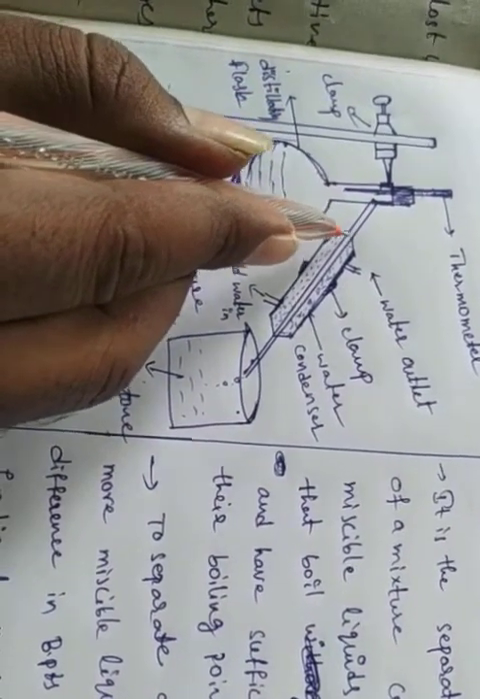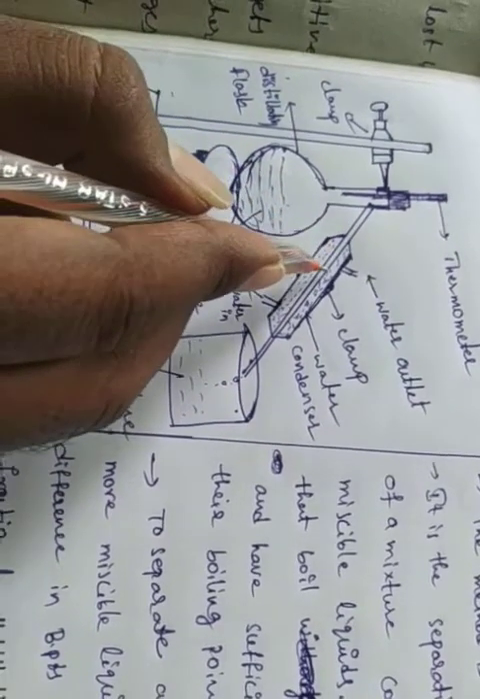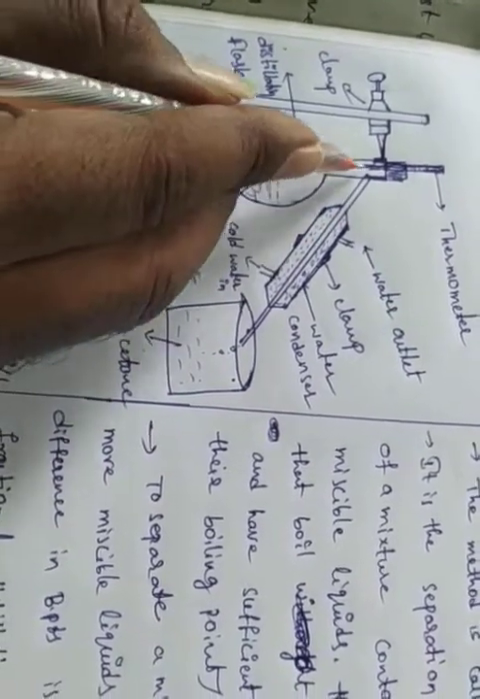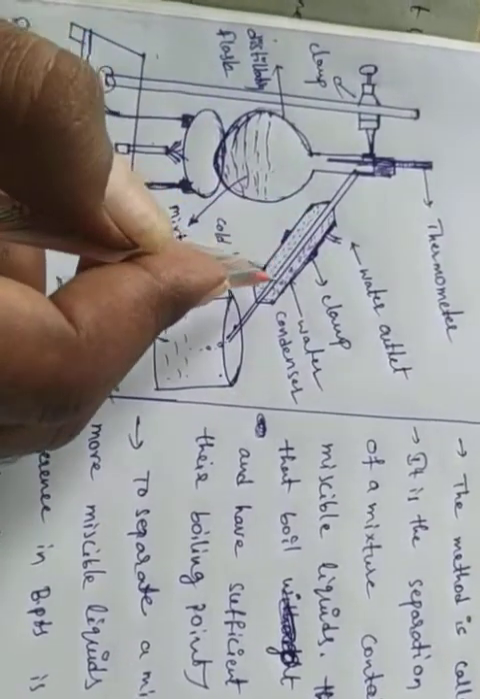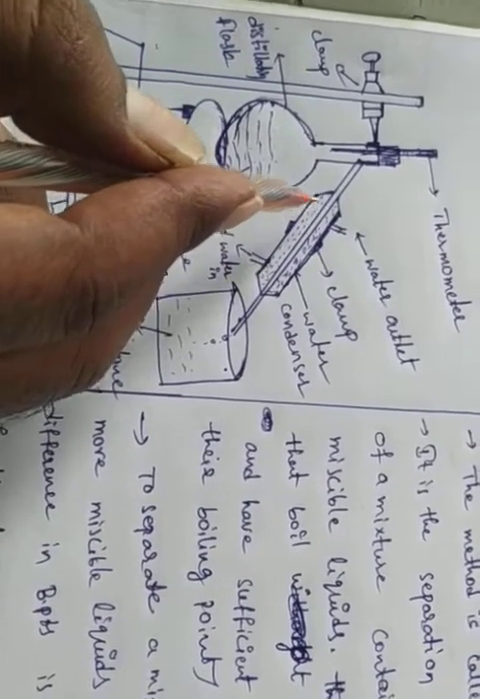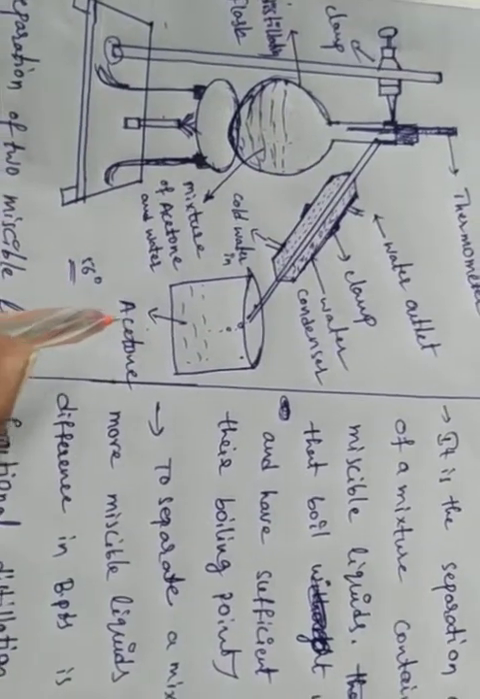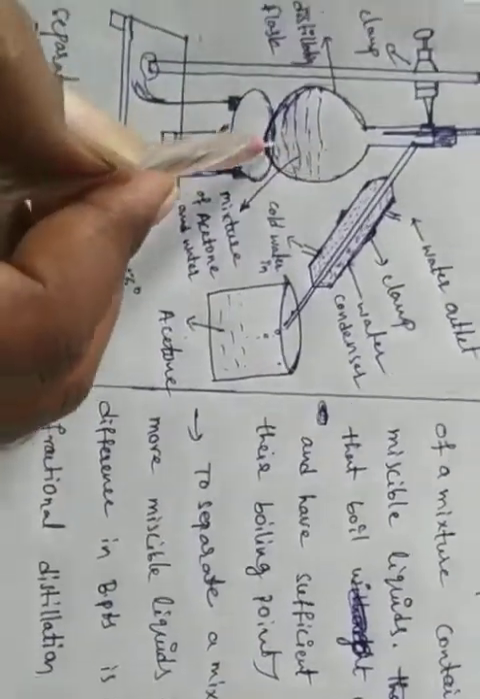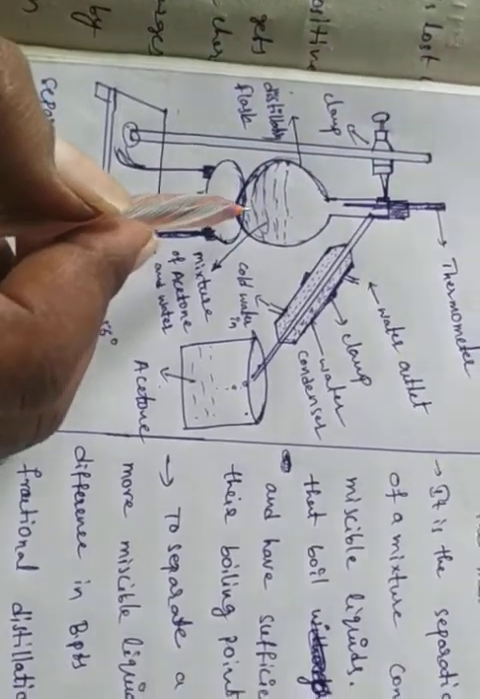That acetone vapor slowly comes to the water condenser. When we are heating, the vapors go to the water condenser. In the water condenser there is cool water, so the vapor will be converted into liquid, and we have to collect the acetone. And at the end, the remaining water is in the distillation flask.